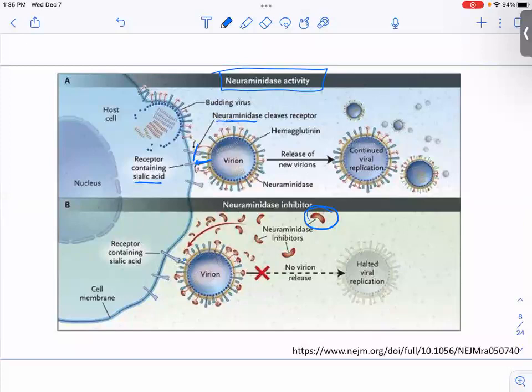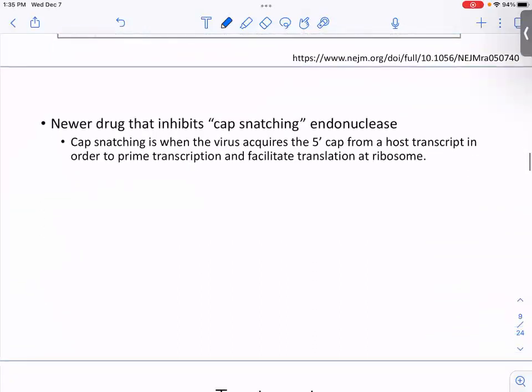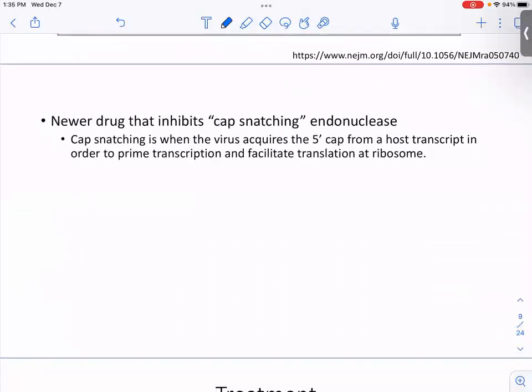The other drug that's newer, just approved about 4 years ago, is called baloxavir. The trade name for that is Xofluza. That's the one you see on the commercials, you know, flu really sucks the life out of you or something like that. This is a newer one with a different mechanism. It's not a neuraminidase inhibitor. It inhibits cap snatching. I couldn't find a good picture for this, so I'm going to have to draw it.